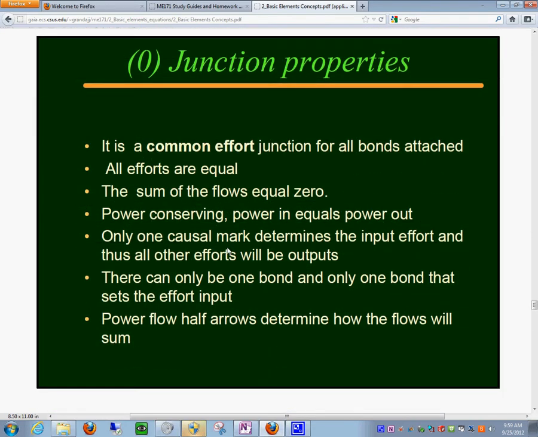This is a summary of these junction properties. It is a common effort junction for all bonds attached. All efforts are equal. The sum of the flows is equal to 0. Power conserving: power in equals power out. Only one causal mark determines the input effort, and all others will have to be out. There's only one bond, and one bond only, that sets the effort input. And finally, the power flow half arrows determine how the flows will sum. That's a summary of how this junction is.